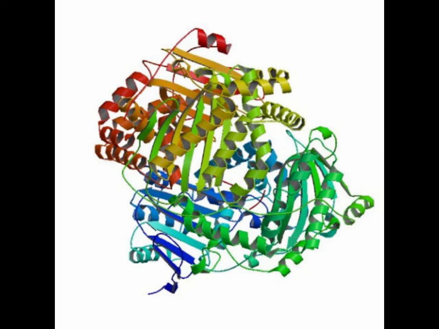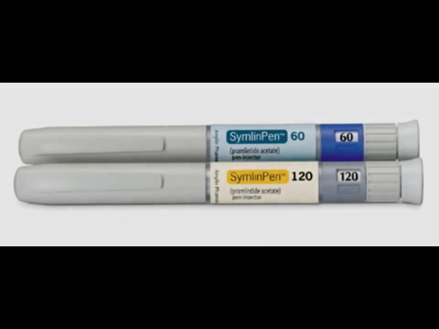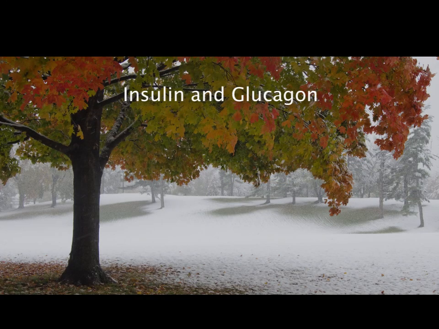Amylin, or islet amyloid protein, is a 37 residue peptide hormone that's released from the pancreatic B cells at the same time as insulin. Amylin slows digestion and it slows the glucose rise after a meal. It also helps to lower hunger. Pramlintide, brand name Symlin, is a new drug that's a synthetic analog of amylin. And that concludes this video on insulin and glucagon.